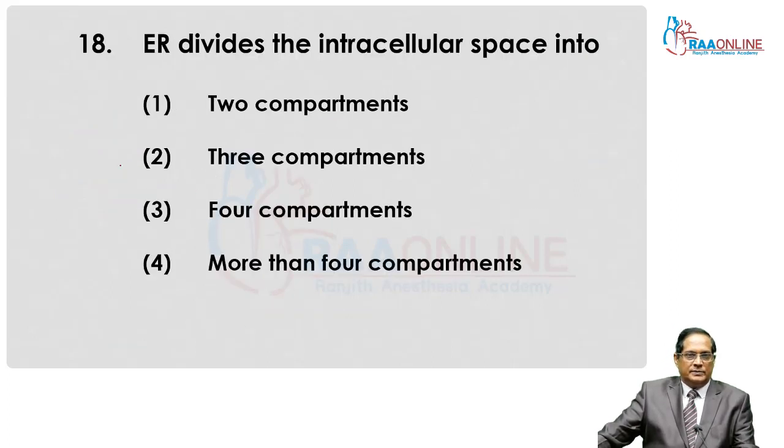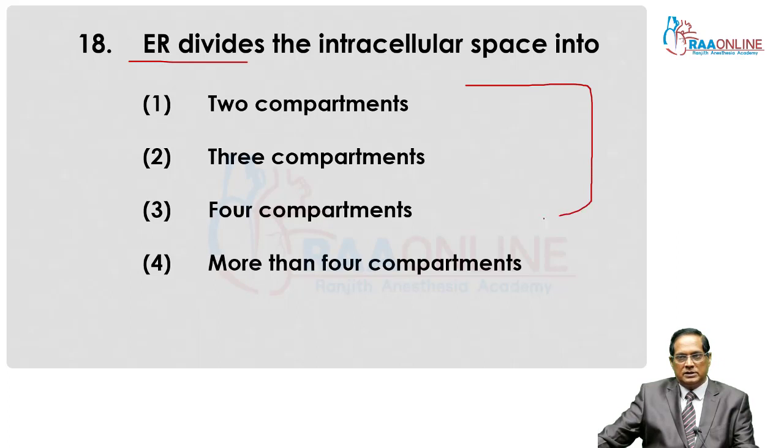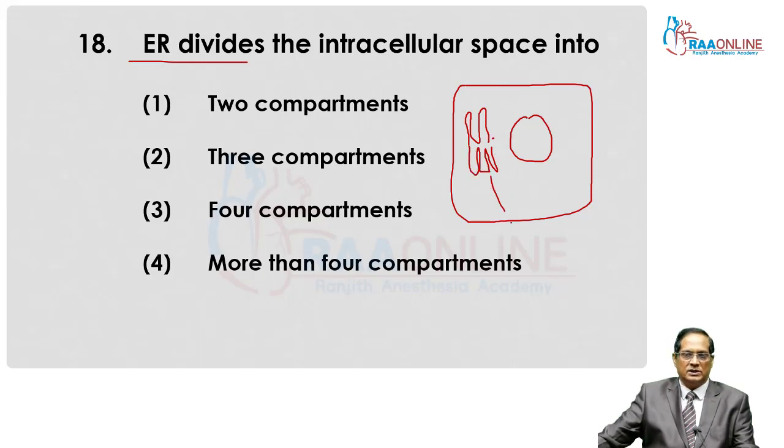Then endoplasmic reticulum. Endoplasmic reticulum in a cell. This is a plant cell or animal cell, any one cell. This is the nucleus. And you see a structure in any cell that is highly present in the form of a network. This is the endoplasmic reticulum.